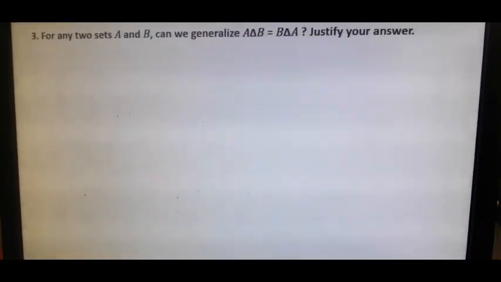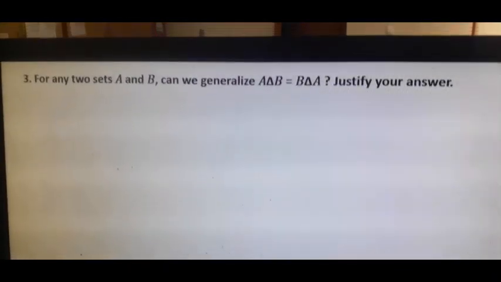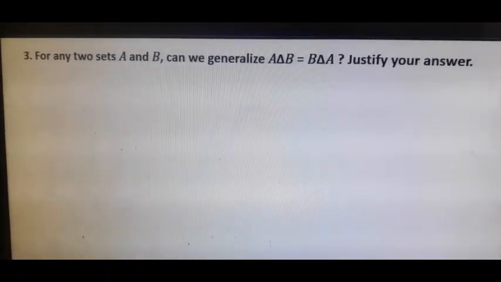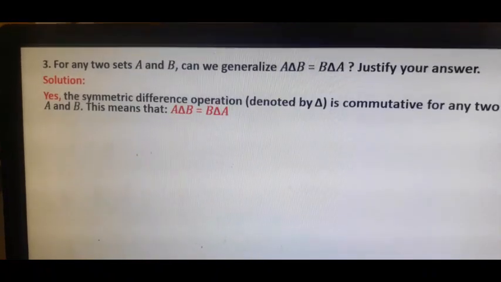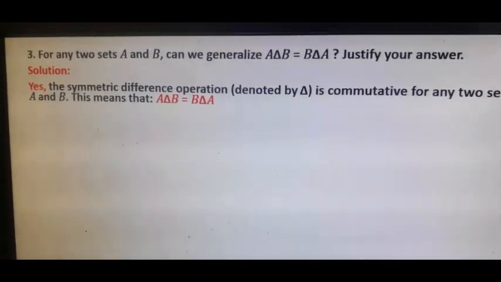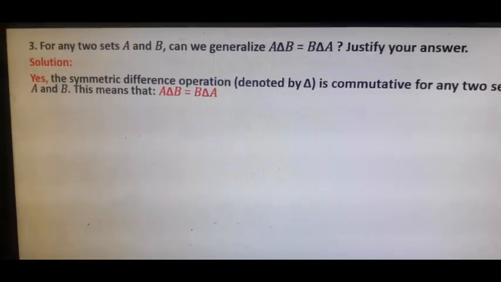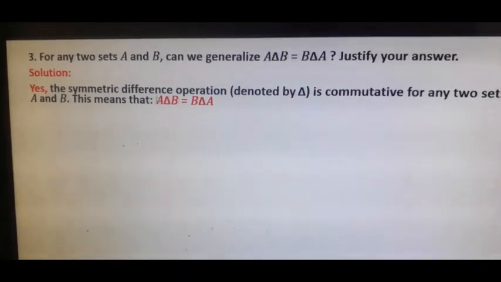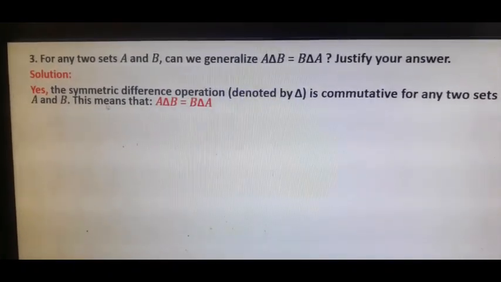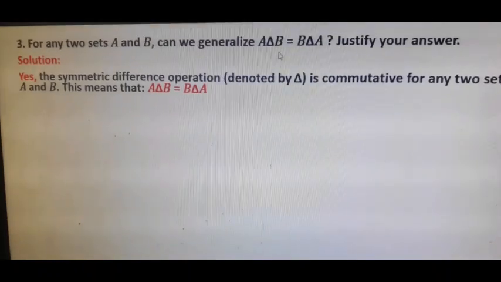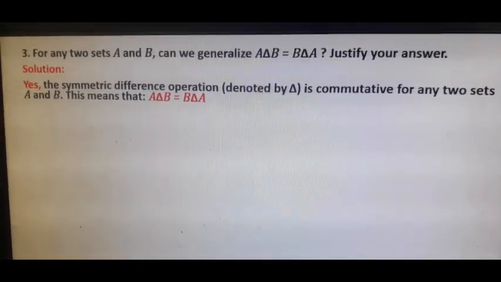The next one is, for any two sets A and B, can we generalize A delta B is equals to B delta A? Just by your answer. Okay, yes, we can generalize A delta B is equals to B delta A. How can we generalize this? The symmetric difference operation denoted by delta is commutative for any two sets A and B. This means that A delta B is equals to B delta A because the symmetric difference of any two sets are commutative.